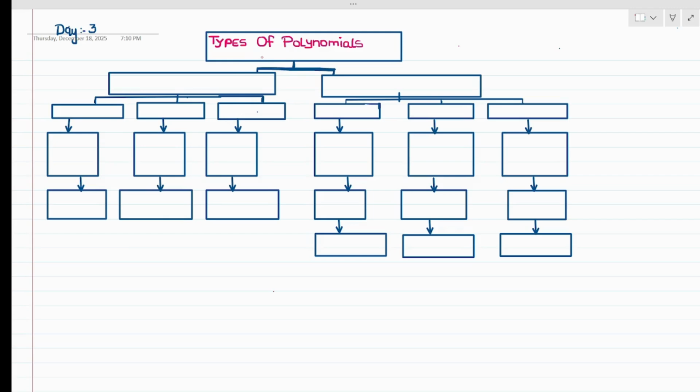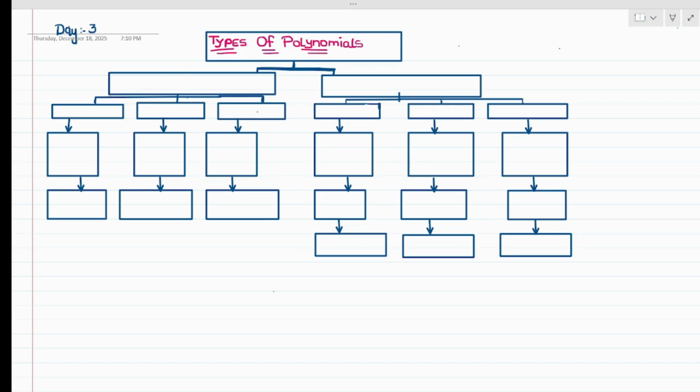Today our topic is types of polynomials. In this topic we are going to study about various polynomials on which it is classified. Okay, polynomials and its classification. First of all, types of polynomial on which it is classified. Okay, first classification I have shown you in a clear format with the help of a flow chart.